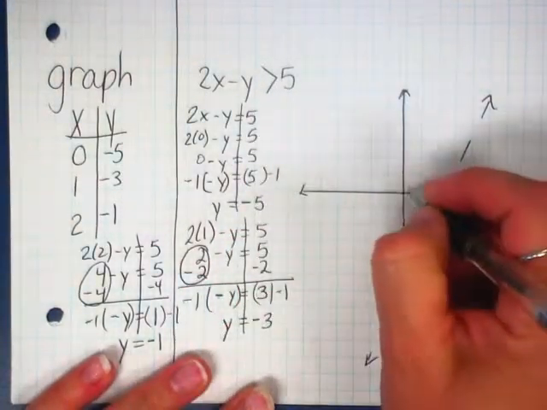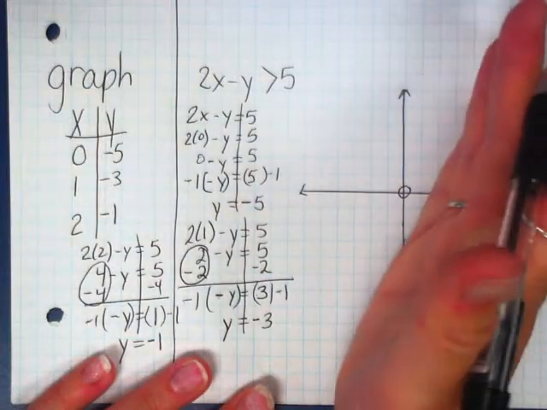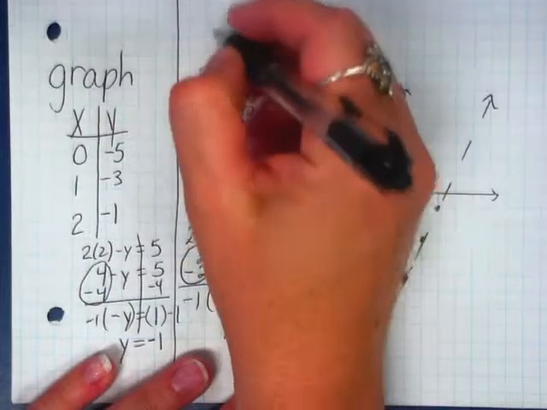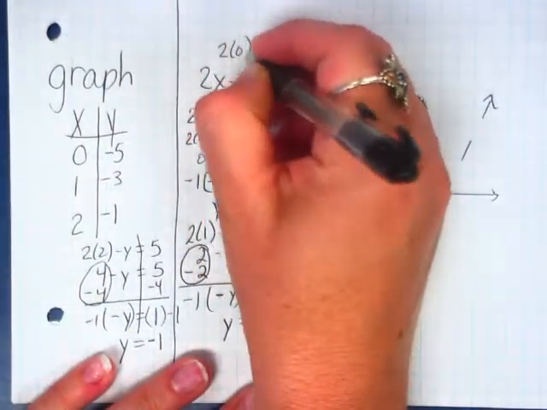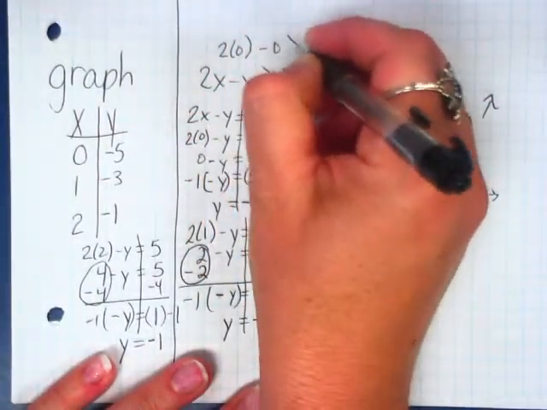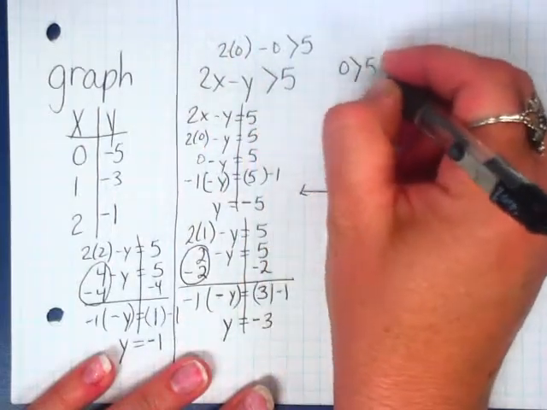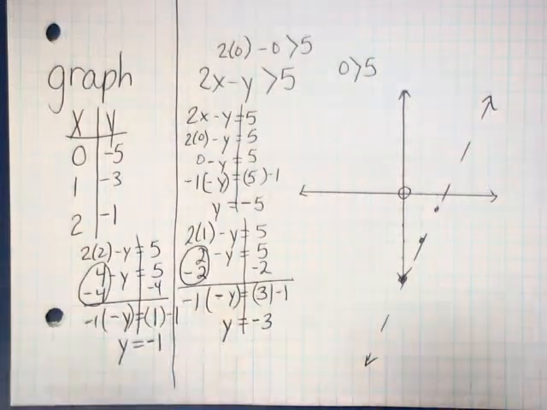Now we need to decide which side to color in, because it's saying greater than 5. I like to use 0, 0. If it's not on the line you just drew, you can use 0, 0 anytime you want. So let's plug it in. 2 times 0 minus 0 is greater than 5. So I get 0 minus 0, so 0 is greater than 5. Well, 0 is not greater than 5.